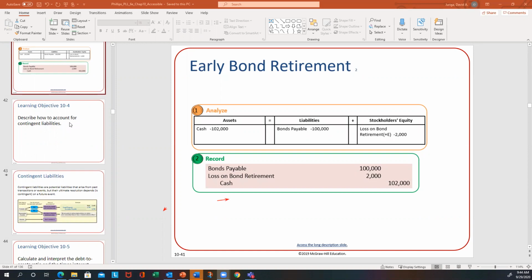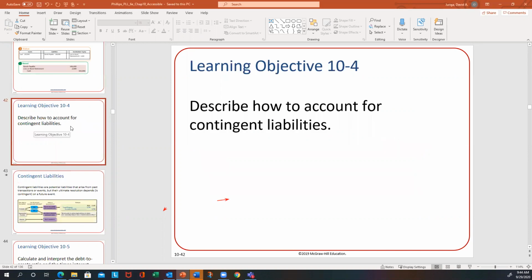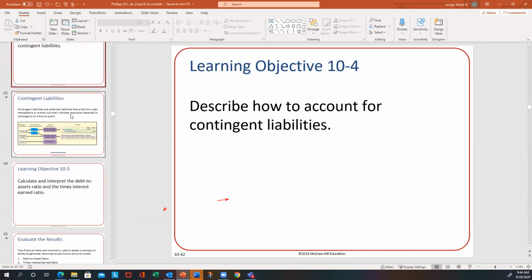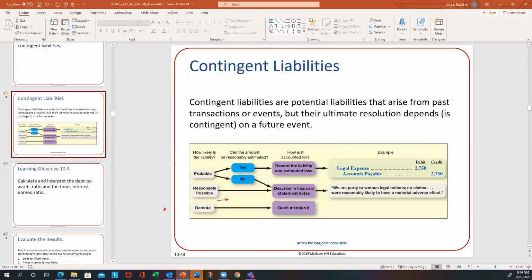The only other liability we're going to talk about that's left is what they call contingent liabilities. Contingent liabilities are potential liabilities that arise from some sort of event. And so typically what you do is you have to have some sort of rating. You've got three different likelihoods. These are probabilities. You have what is called a probable event or probable liability, one that's reasonably possible, or one that's remote.